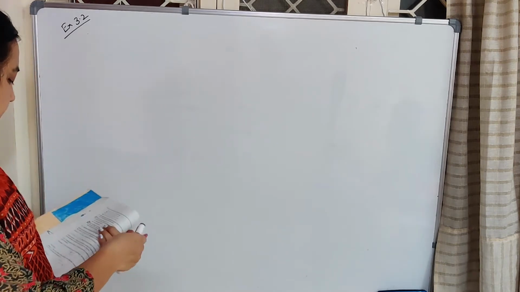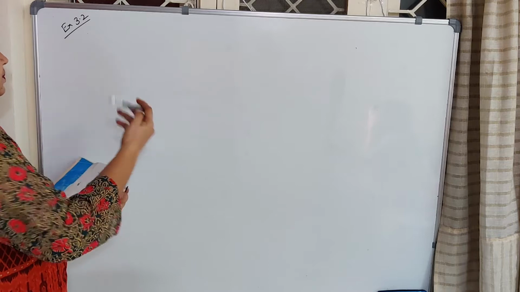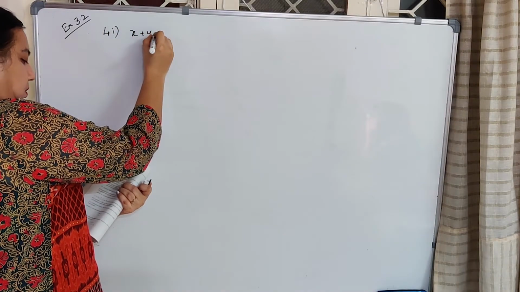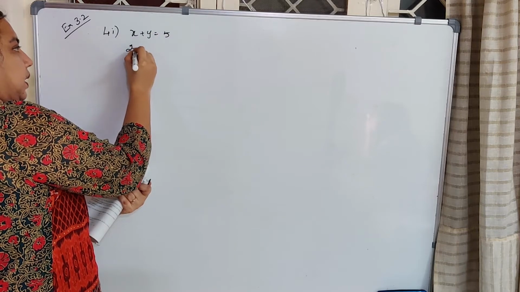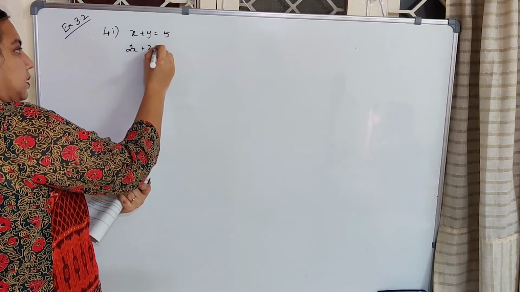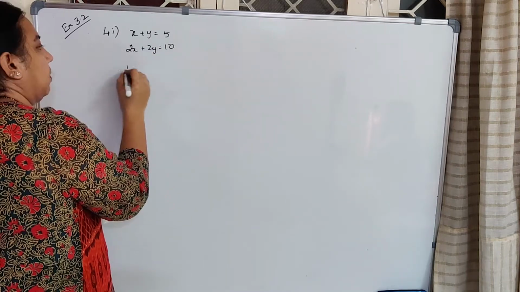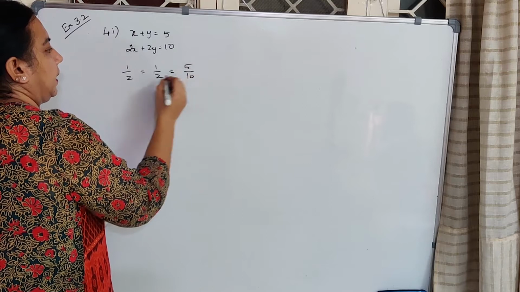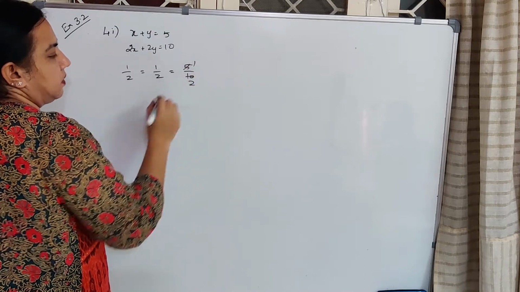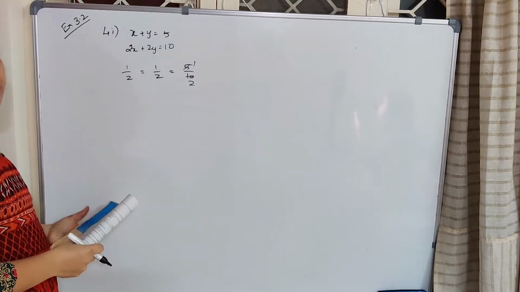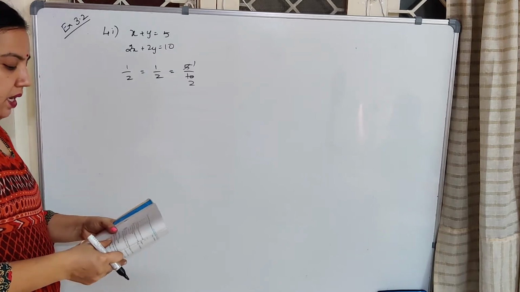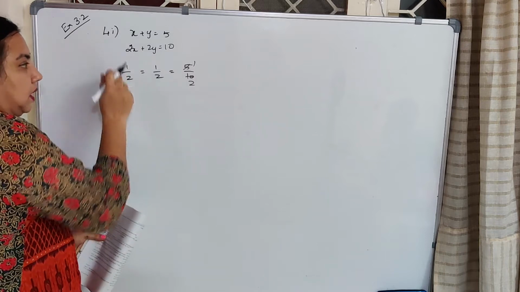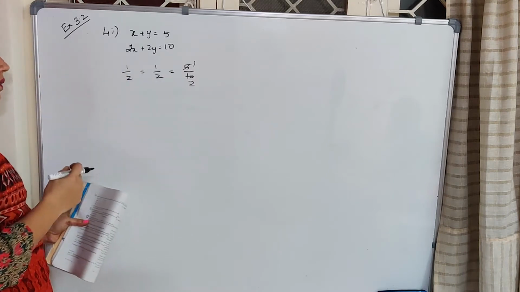Okay. Then the fourth sum, x plus y is equal to 5, 2x plus 2y is equal to 10. Okay. 1 by 2 is equal to 1 by 2 is equal to 5 by 10, and this simplifies as 1 by 2. Okay. So it means that these two lines are giving a consistent solution. So now I have to show that graphically.